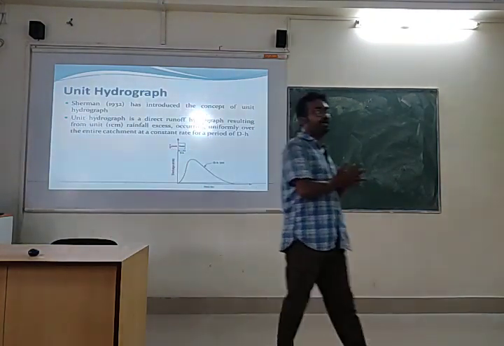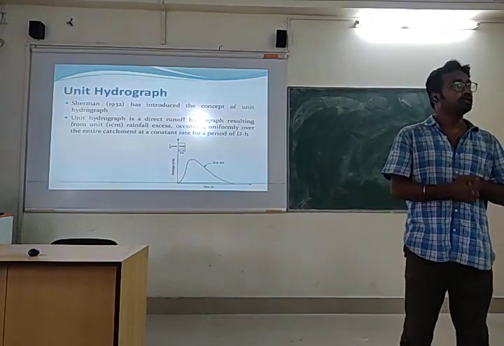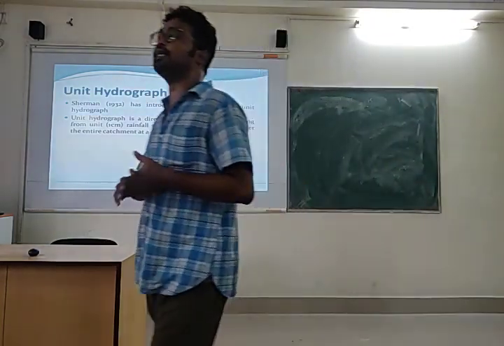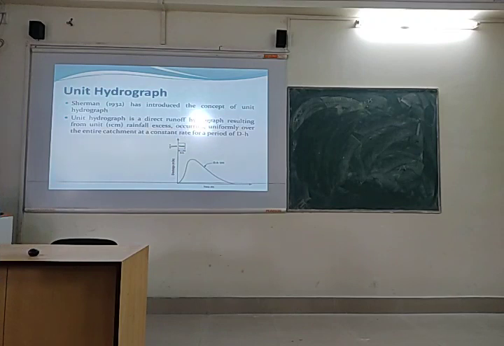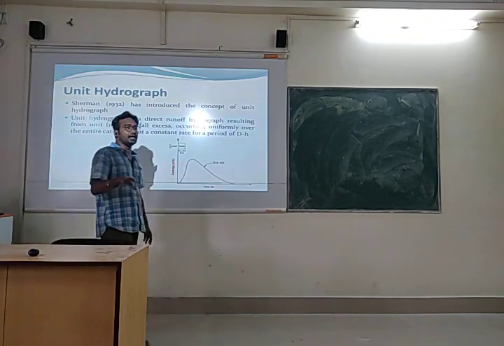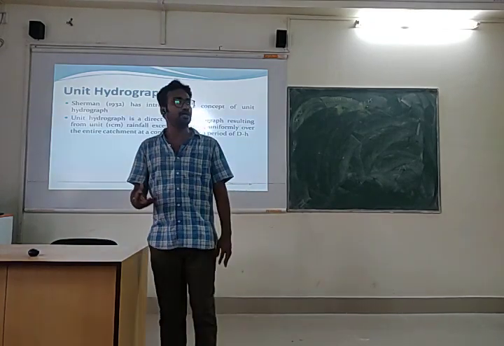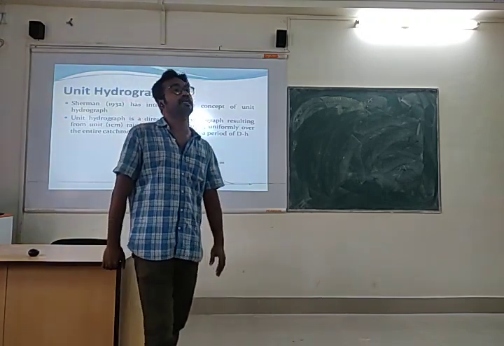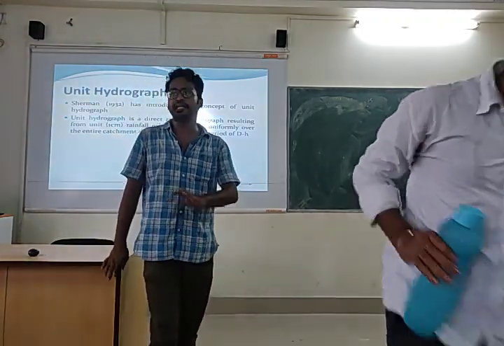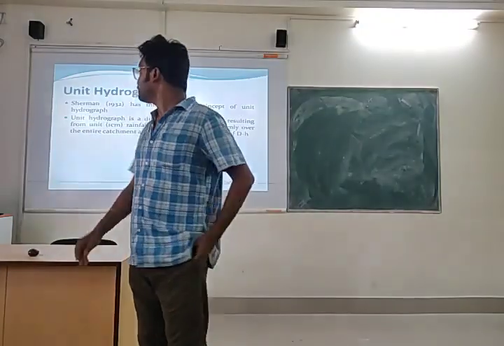This was given by Sherman in 1932. He gave the idea that if we find out the unit hydrograph for a particular catchment area, then it is better to calculate all the DRH without going to the streams to find out all the flow or runoff, all the discharges. We can find it simply by multiplying the effective or excess rainfall. If we know the hydrograph, we can multiply the data and find out the values of the DRH of a given rainfall, right?